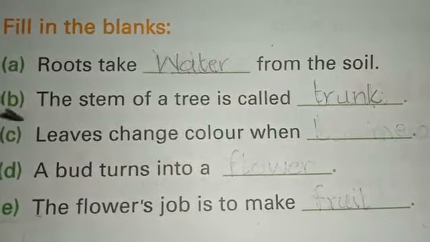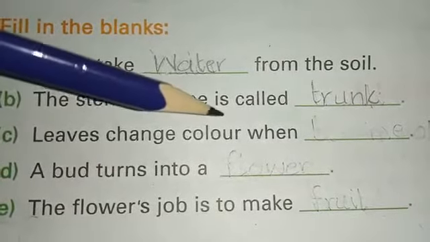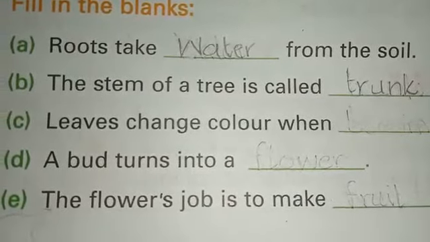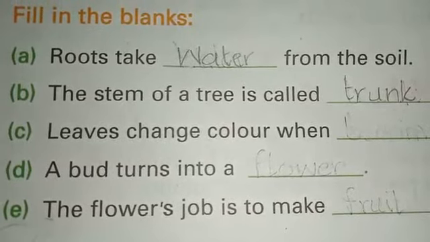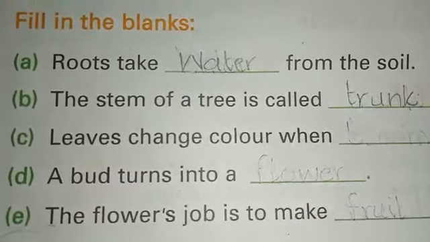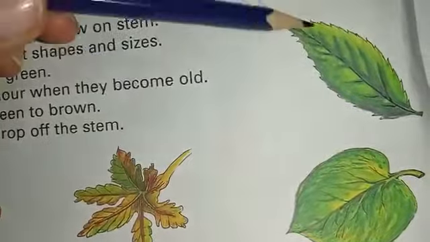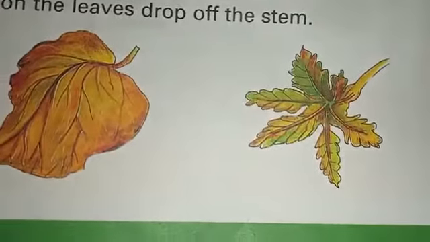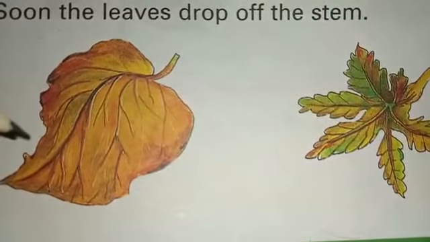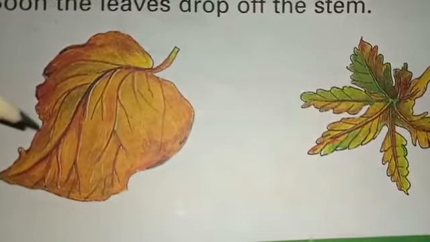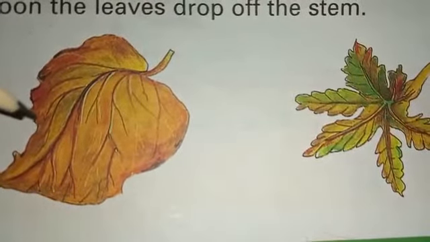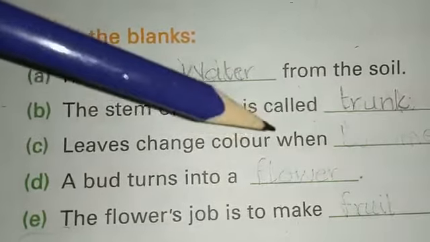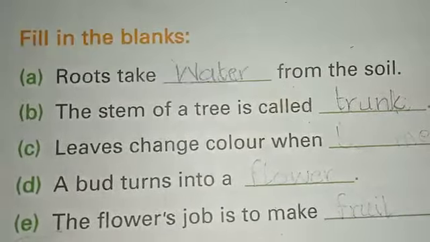Next, C. Leaves change color when dash. As we all know, leaves are green in color, so tell me, when would they change their color? Here you can see these are green leaves and they started changing color and then turn brown. Why do they change color from green to brown? Leaves change color when they become old.